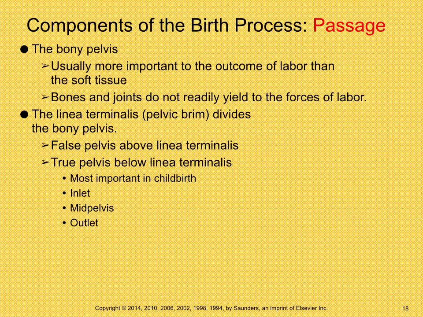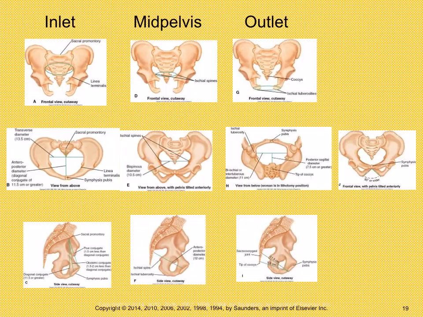The true pelvis is what is most important in childbirth, and we talk about the stations as well, using those ischial spines as landmarks. The inlet of the pelvis, the mid-pelvis, and the outlet. Those would be the most significant during labor. In slide 19, we can see the inlet over here. We can see the mid-pelvis, pretty close to those ischial spines right there. We can see that outlet. So those are the most significant for labor and birth.